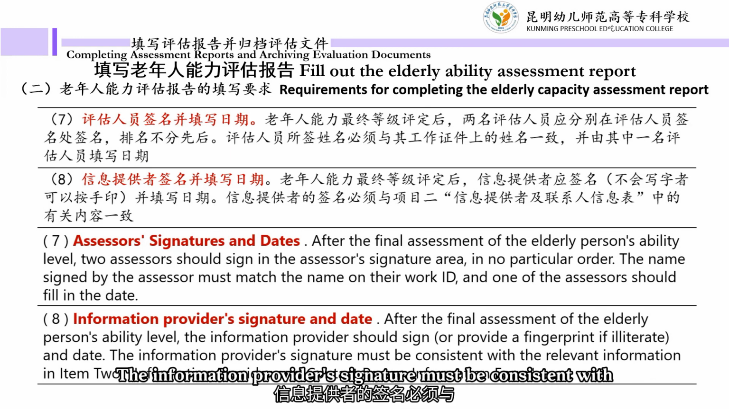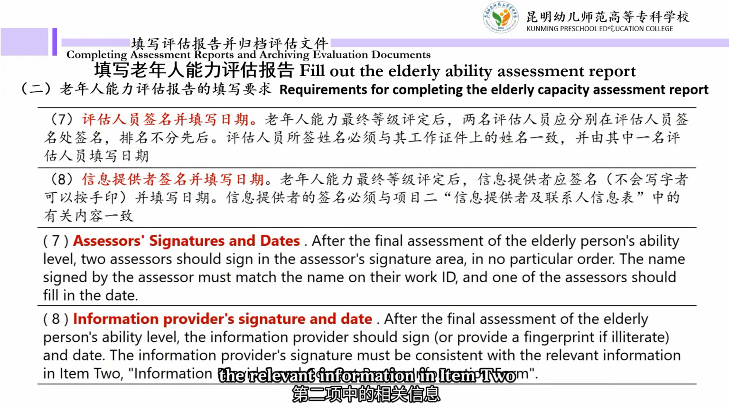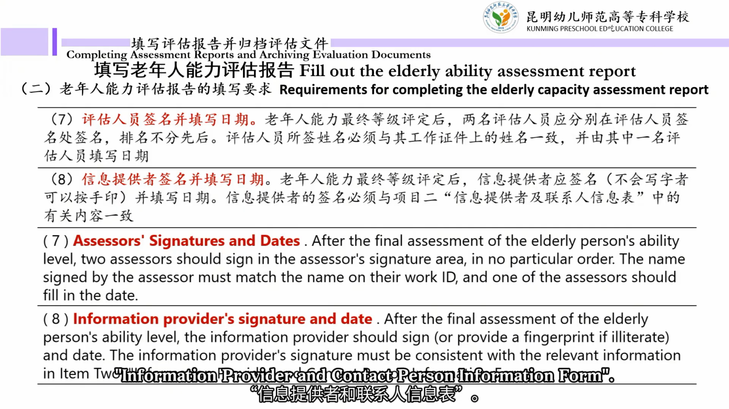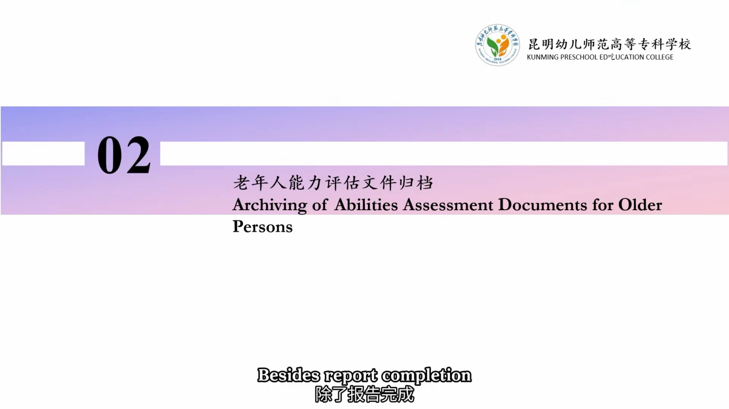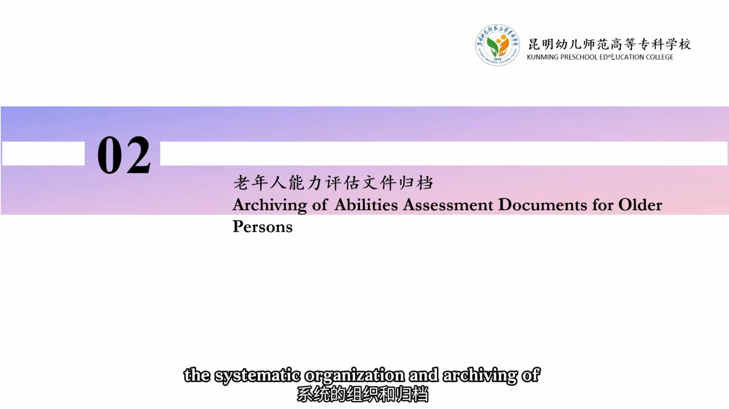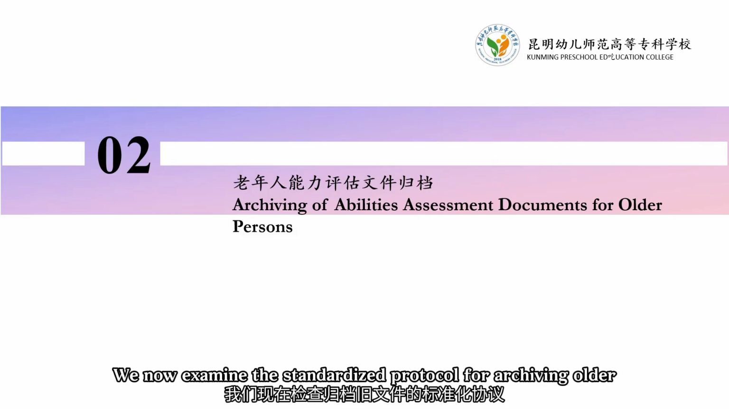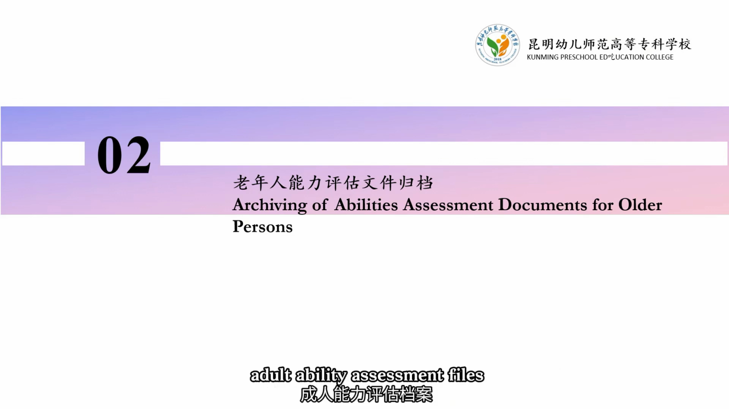The information provider's signature must be consistent with the relevant information in Item 2, Information Provider and Contact Person Information Form. Besides report completion, the systematic organization and archiving of assessment documents holds equal importance. We now examine the standardized protocol for archiving older adult ability assessment files.